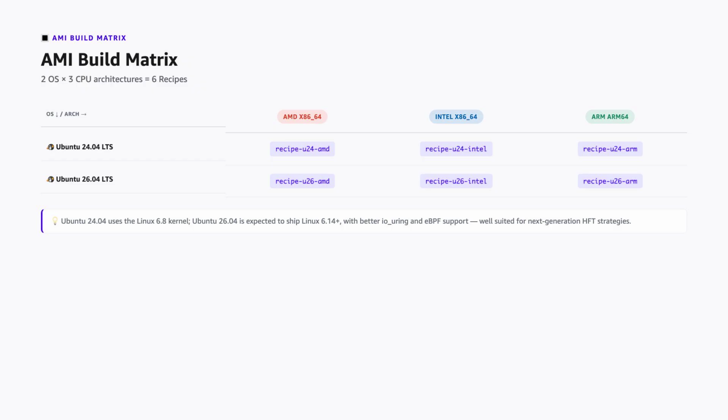Why 2 operating systems? Ubuntu 24.04 ships the Linux 6.8 kernel. The anticipated 26.04 release is expected to bring 6.14 or later, with stronger io_uring and eBPF support, both highly relevant to the kind of kernel bypass networking and low latency event handling that next-generation trading strategies depend on. Building both lets the team evaluate and migrate on their own timeline, without rebuilding the whole system.